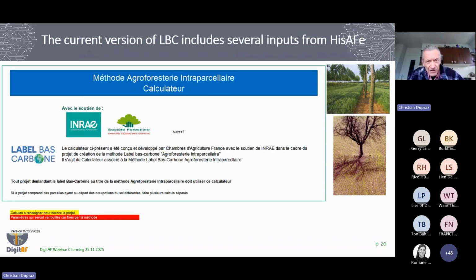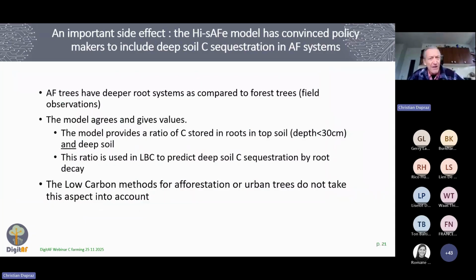So the current version of the low carbon label includes several inputs from the IE model. It's currently designed and it will be approved before, I think, the beginning of 2026. And a very important side effect is that the IE model has convinced policymakers that we need to include deep soil carbon sequestration in agroforestry systems.